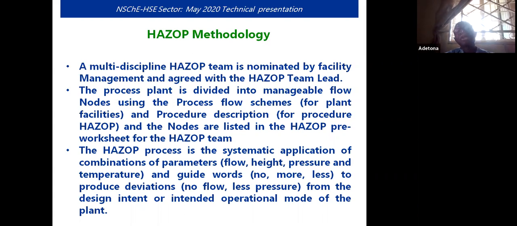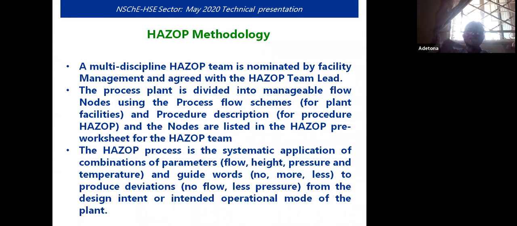What are we saying? We get the process engineering flow scheme or the procedure description. The Hazop leader, based on his experience and with support from a host who will be a link and who is experienced in the plant, go through together and break up the plant into different manageable nodes, so that you can see where the flow originates and terminates. Then you list all those into different nodes.